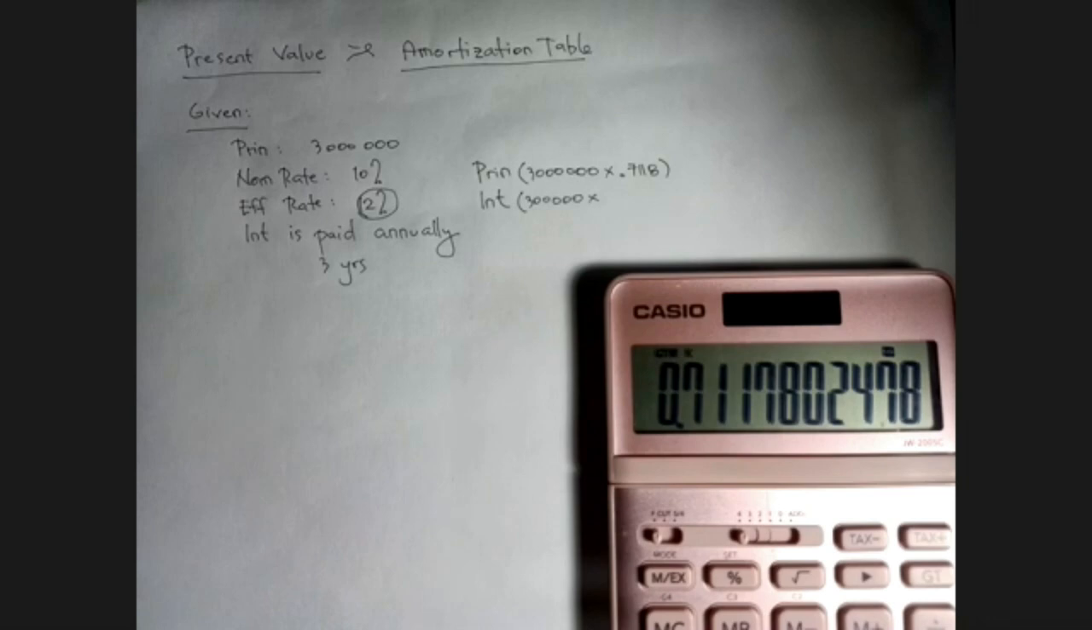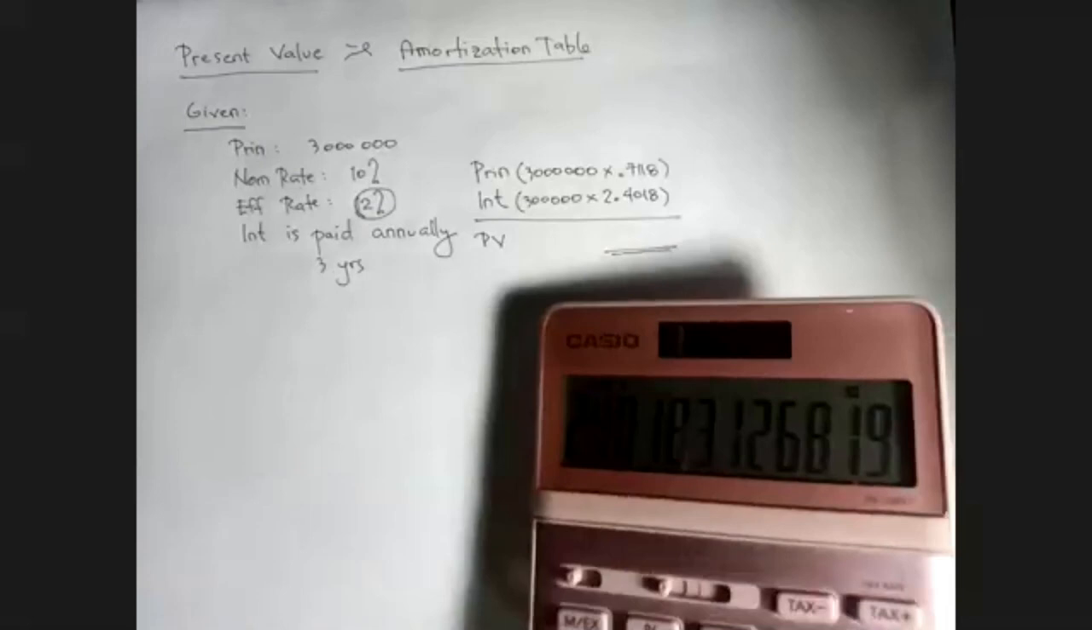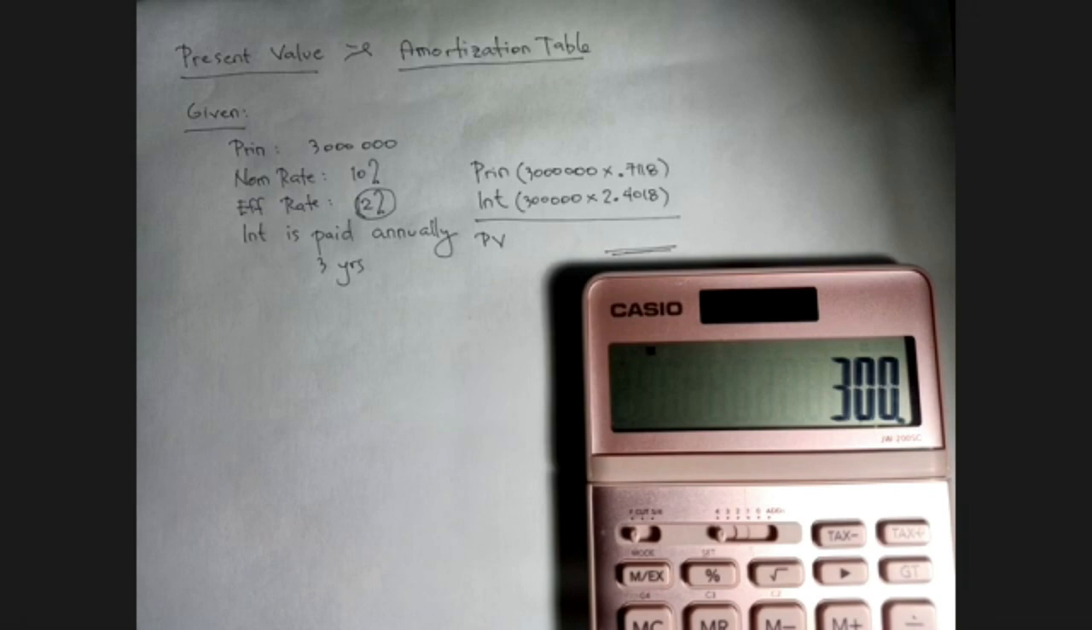Next, pagdating kay interest, how to compute the present value factor of ordinary annuity of 1 kasi? Pindutin mo lang si MR and then that's it. So pagkapindut mo ng MR, lalabas si 2.4018. So lalagyan natin dito, 2.4018.